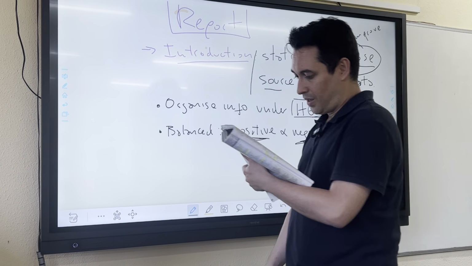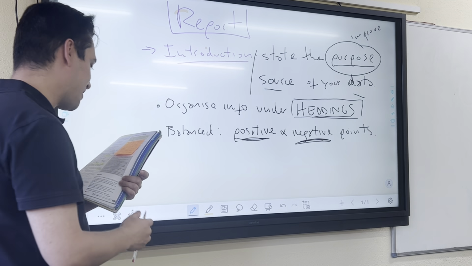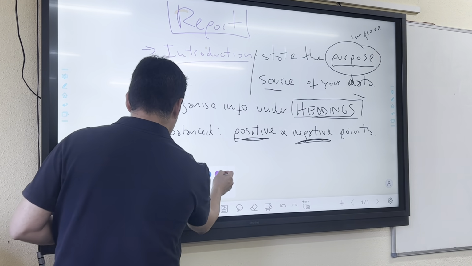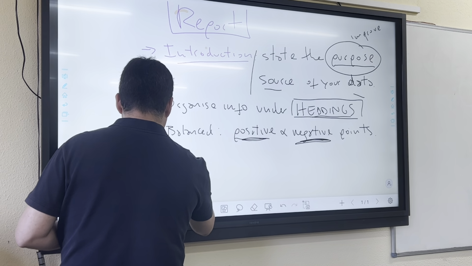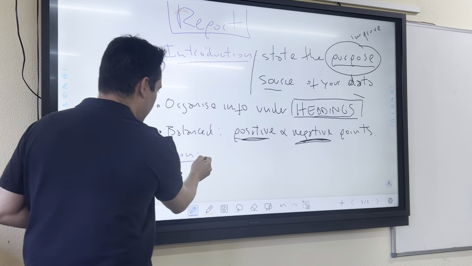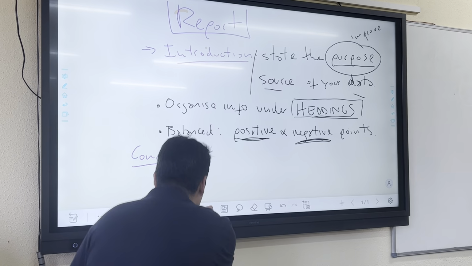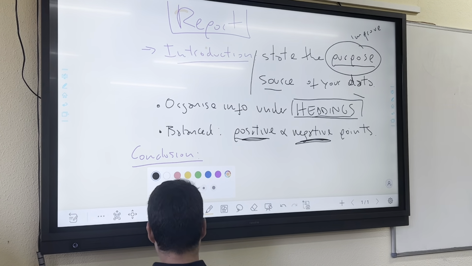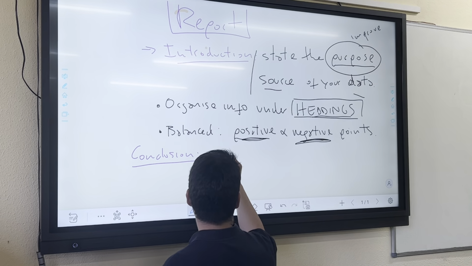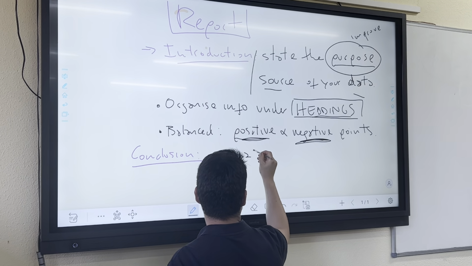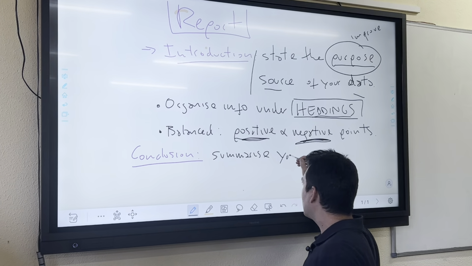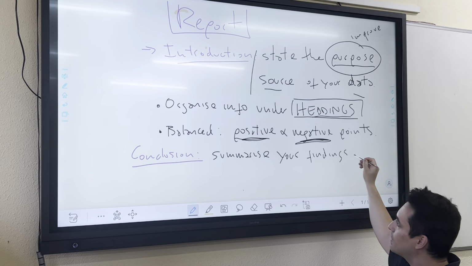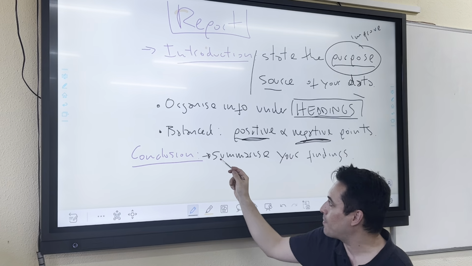Okay. What else should you do? Summarize general findings in a conclusion. Yeah. When you have your conclusion, the last paragraph is a conclusion. Yeah. You should summarize the general findings, and you may use your opinion. Summarize your findings. In the conclusion, you should summarize your findings.